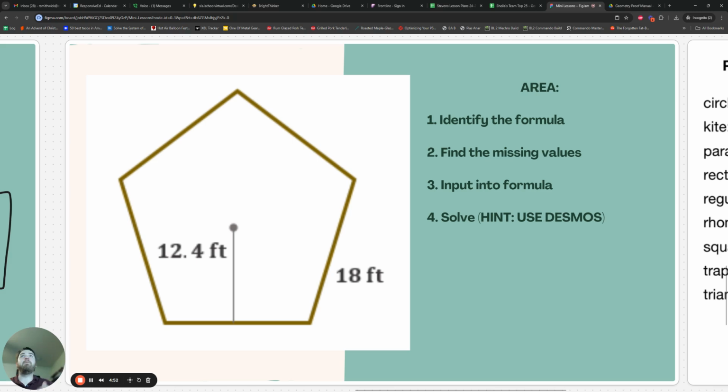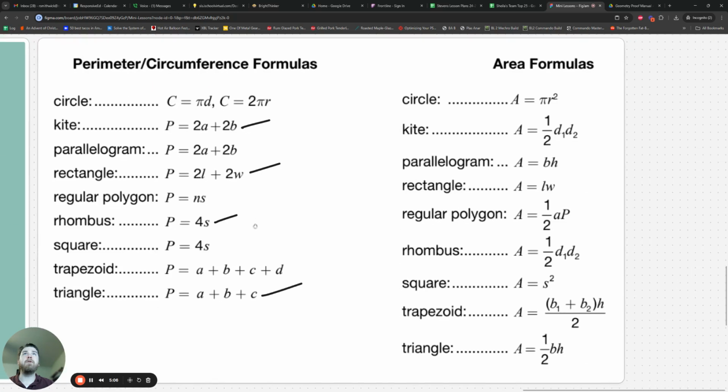Again, this is something that your work is going to be required. So your work is required on this question. So area, first identify what formula you're going to use. You're going to see all these different formulas over here. So if I was trying to find the formula for area of a rhombus, boom, I could use that formula. Parallelograms right there. Kite is going to be right there. All those formulas are there.